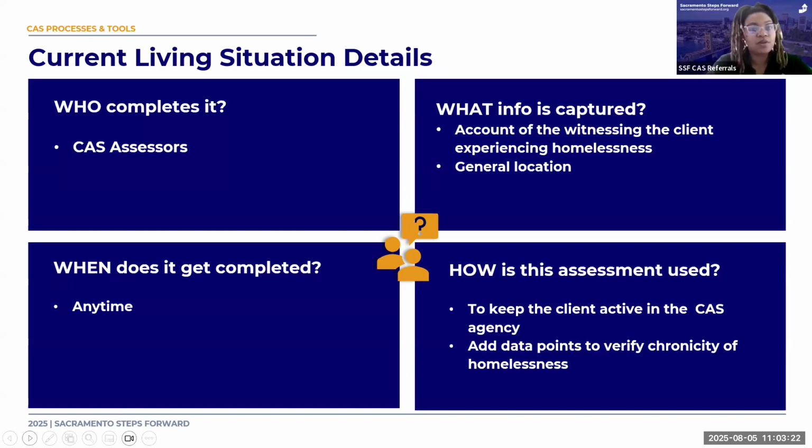And then when does it get completed? Anytime. So anytime you meet with a client, this is a great time to be able to do it, but we ask minimally that you do it once a month. And then how is this assessment used? To keep the clients active in the CAS agency, and then add data points to verify chronicity of homelessness. Next slide.